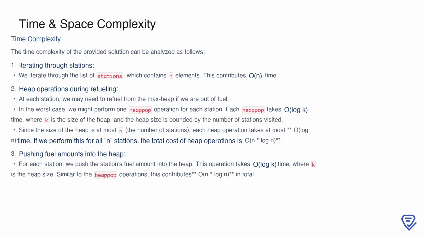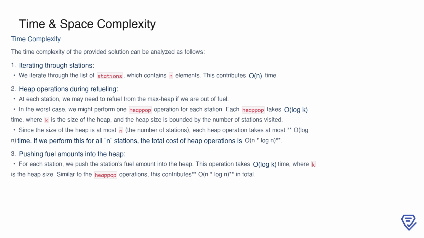To analyze the time complexity of our solution, we start by considering the iteration through the list of stations. If there are n stations, this step requires a single pass over the array, resulting in O(n) time. Next, we account for the heap operations performed during refueling. At each station, if we are out of fuel, we may need to perform a heap pop operation to retrieve the station with the largest fuel amount stored in the max heap.